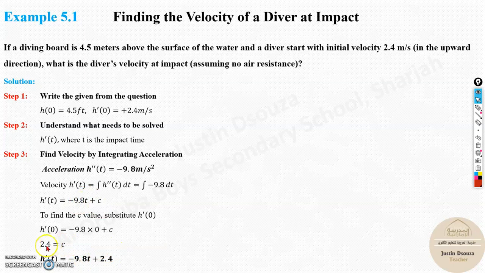That is, the c value we found out is 2.4. This is the velocity equation. What next? Next, we will find the impact time, which is very, very important.